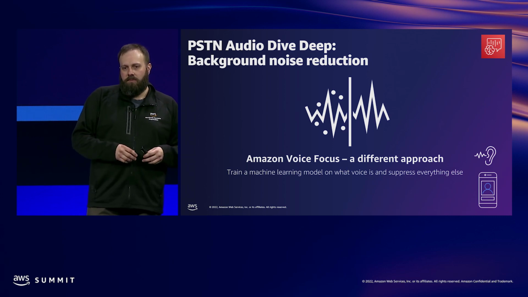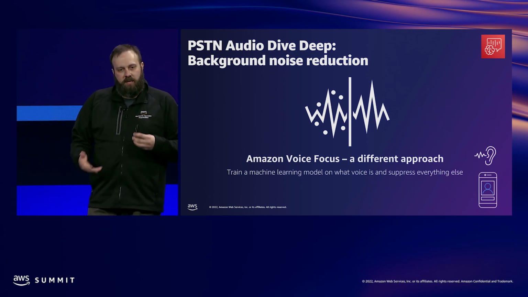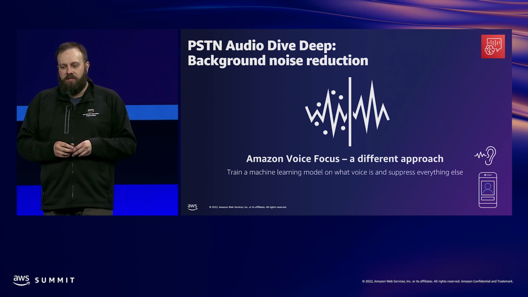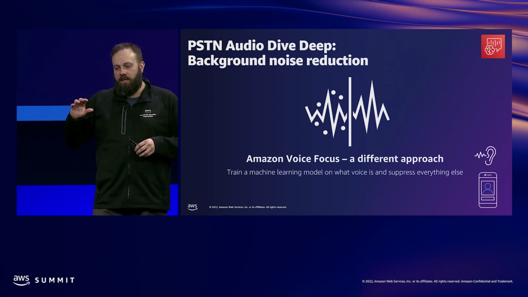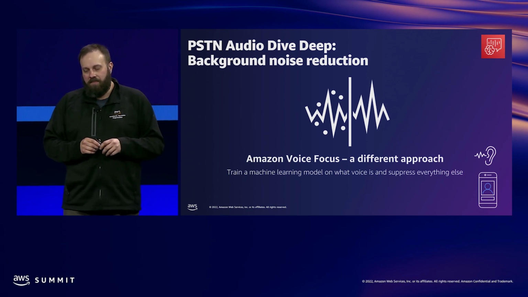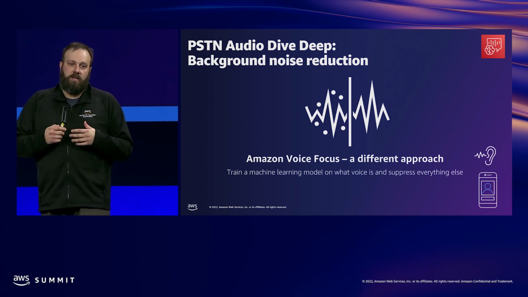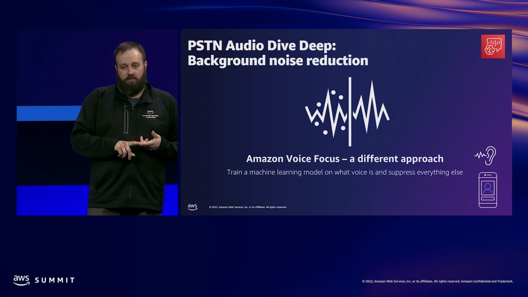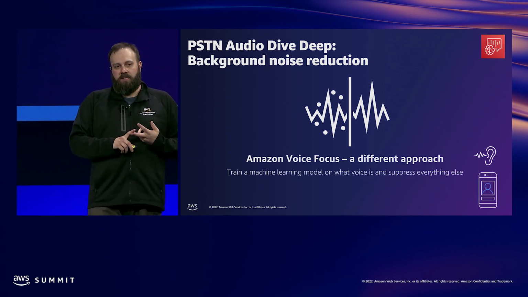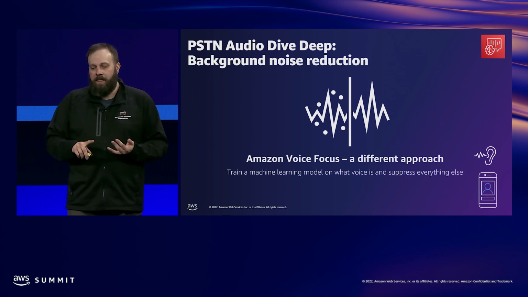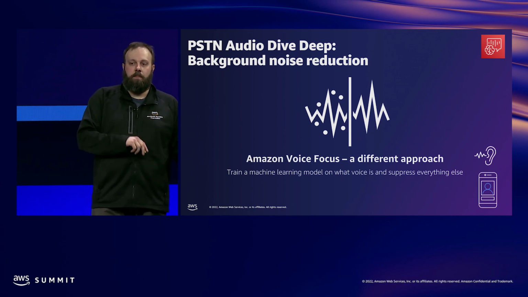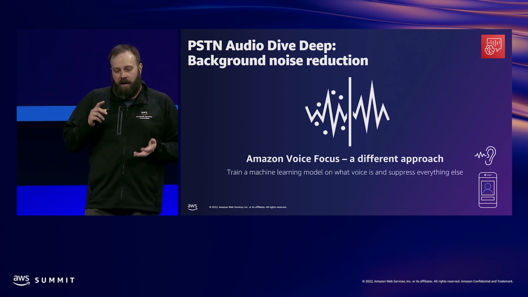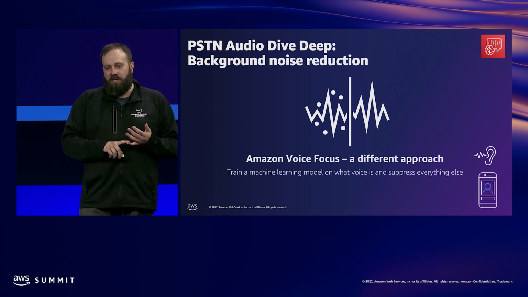As I had mentioned before, when we talk about the call and bridge, it might not sound too interesting, but with Amazon Voice Focus, you can dramatically improve the quality of the voice itself as it's passing through the PSTN audio. Amazon Voice Focus is something that's been available on the Chime app for a long time. It's available on the Chime SDK as well, so the meetings component, and now it's available on PSTN audio. What this will do is filter out that background noise for you.